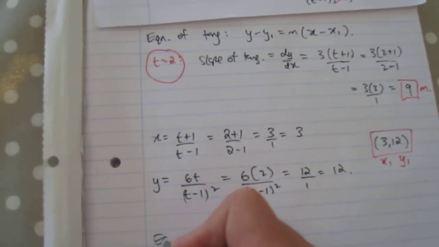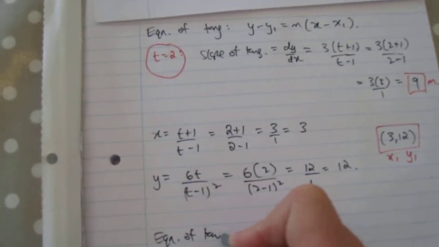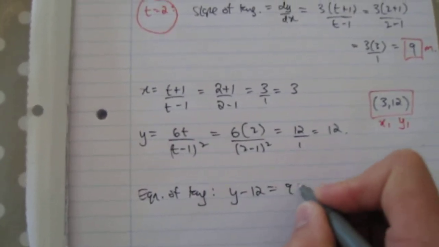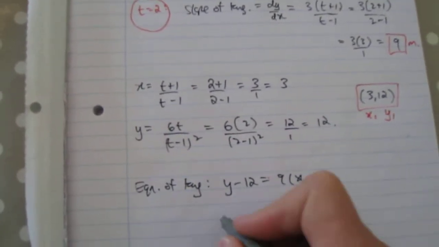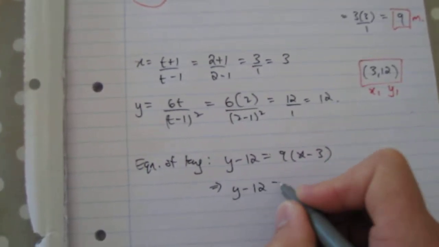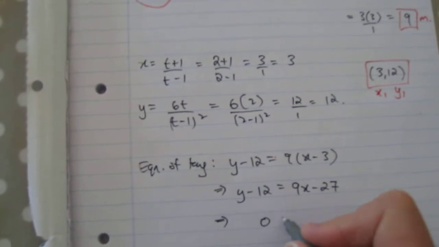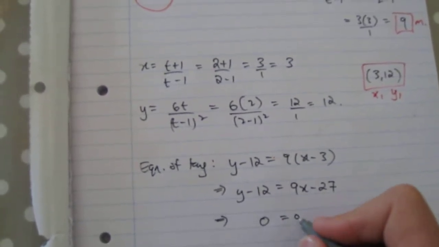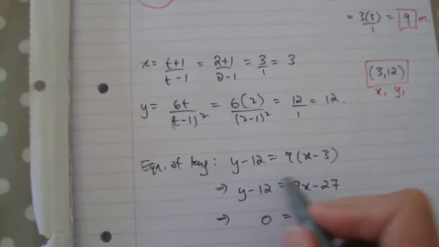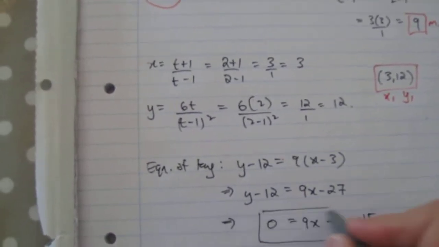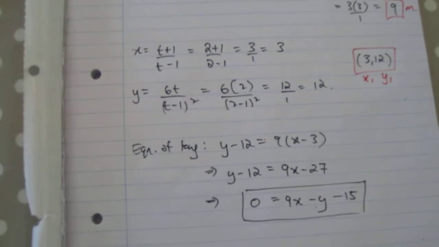So finally, the equation of the tangent. This particular point is y minus 12 equals 9 into x minus 3, and we just multiply in and tidy up. So y minus 12 equals 9x minus 27. So say for instance we get everything to the right hand side, you'd end up with 9x minus y, and that's a plus, so you end up with minus 15. And that there is the equation of the tangent.